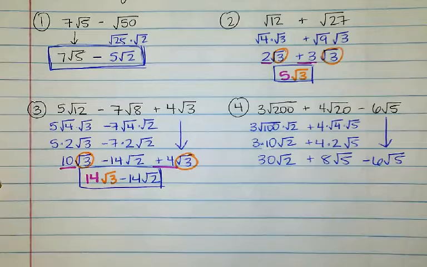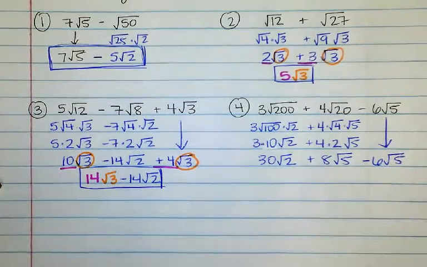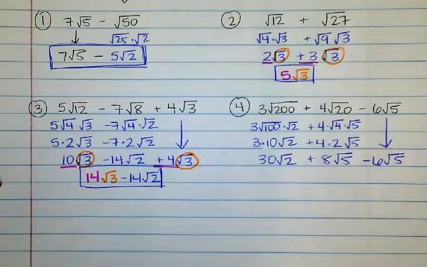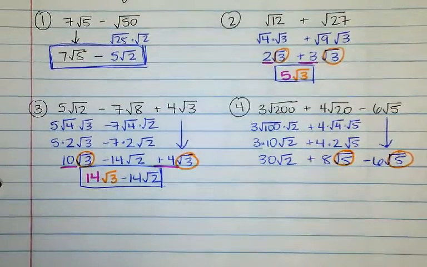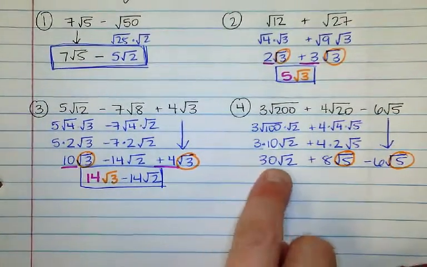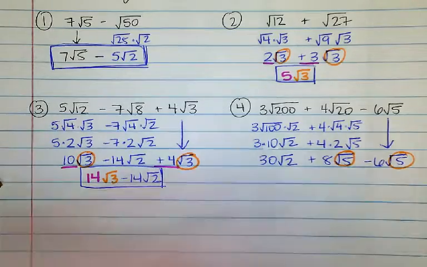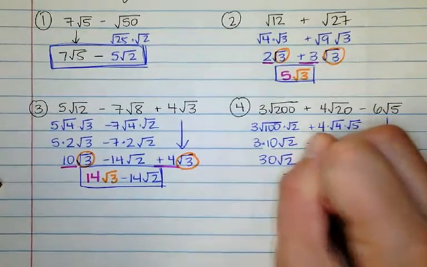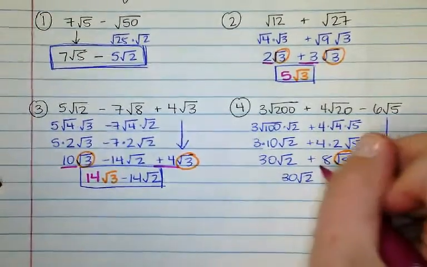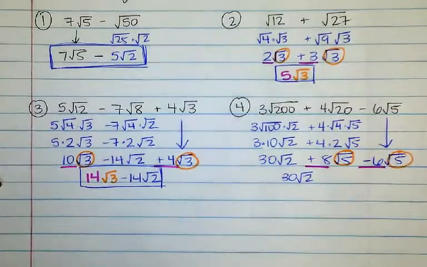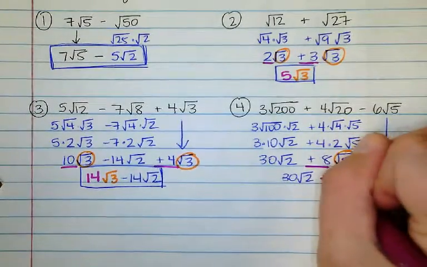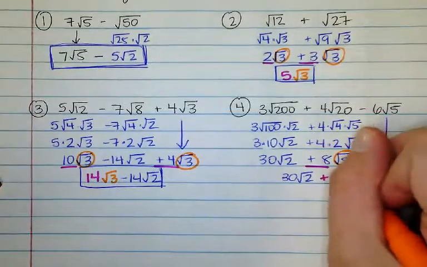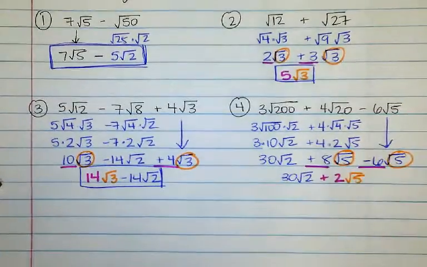So now we want to find like radicands. So we have radical 5 and radical 5. Does this one have anybody like itself? No. So that's just going to be 30 radical 2. But then we do 8 minus 6. So that gives us 2 radical 5. Do y'all feel good about that?